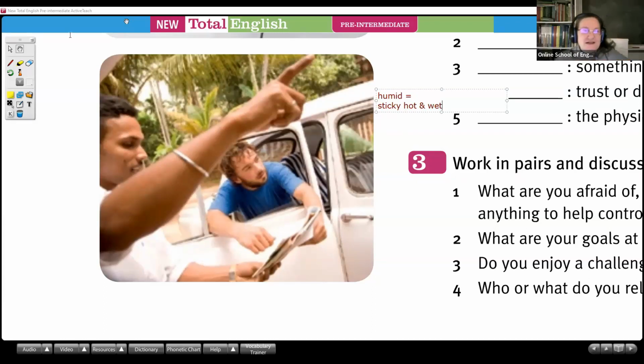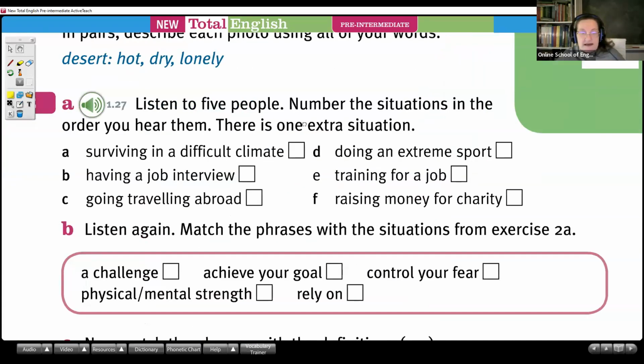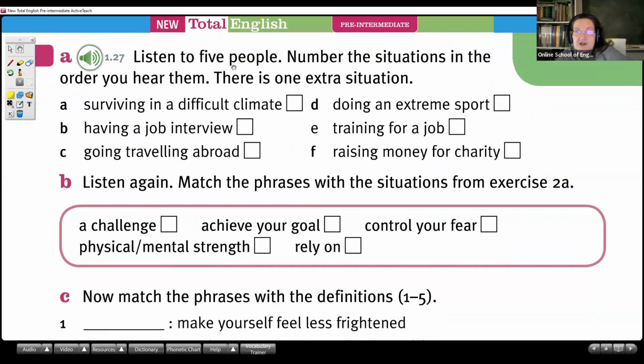Okay, good. Now you're going to listen to an audio. Now remember, picture 1 is the desert, 2 is the rapids, 3 is the mountain skiers, and 4 is the jungle people. Okay, the expedition. Now you're going to listen to five people. Number the situations in the order that you hear them. There is one extra situation that doesn't belong.